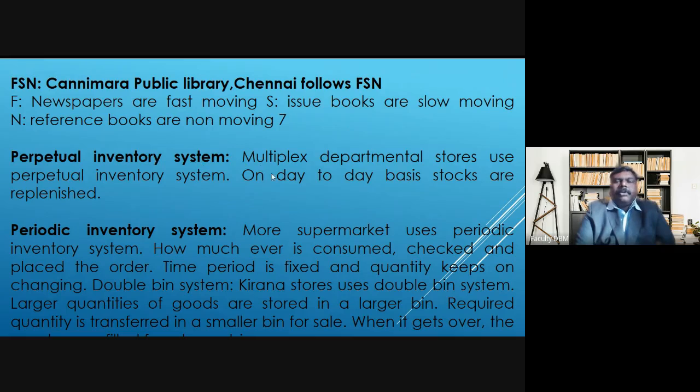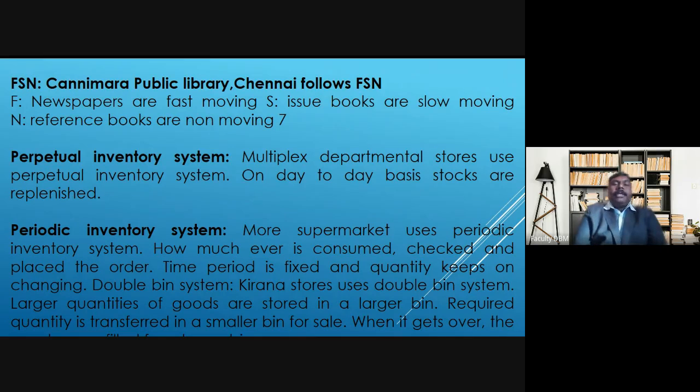Perpetual inventory system: multiplex departmental stores use the perpetual inventory system. What is the perpetual inventory system? That is store ledgers and bin cards. They are going to use them on a day-to-day basis. Stocks are replenished because they need it. In a two bin system, they are going to use the bins.